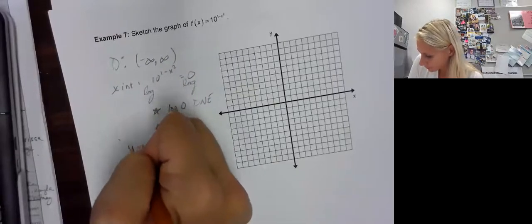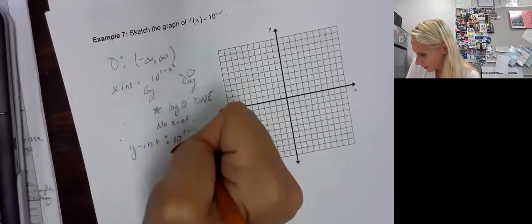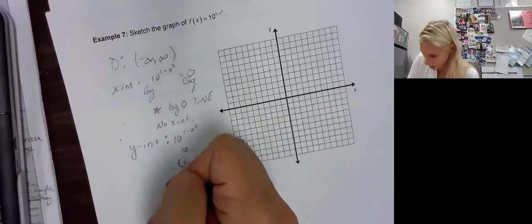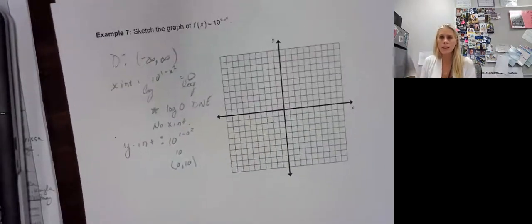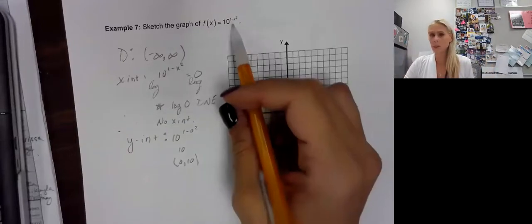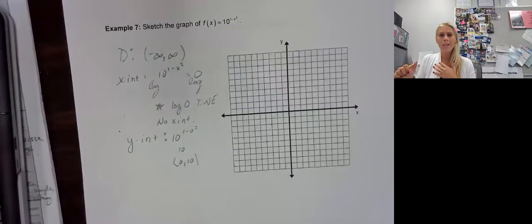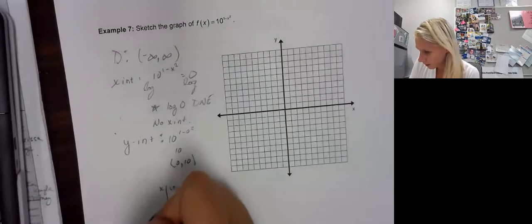y-intercept, plug in 0 for x, so 10 to the 1 minus 0 squared, of course, is 10, so 0, 10. All right, now this one's going to be a little awkward, right? Because it's kind of hard to see, especially since we're squaring x right here. We can't really talk about transformations when we have an x squared in the exponent. So the best thing to do now is just to use points, okay?